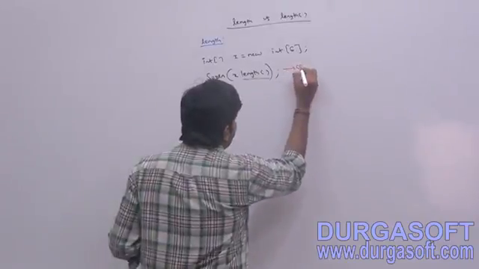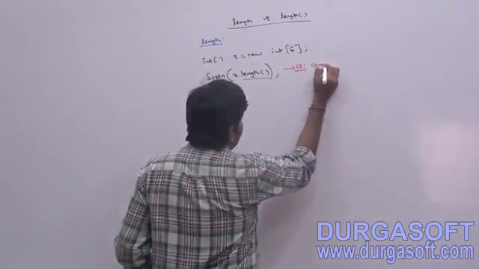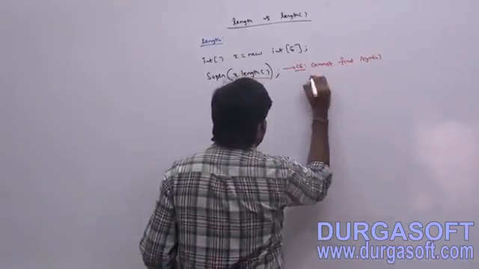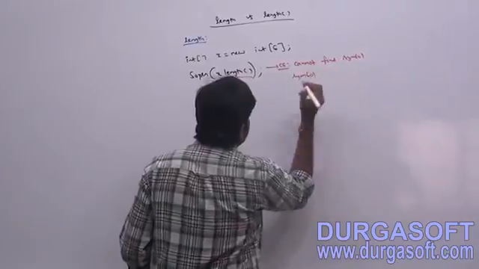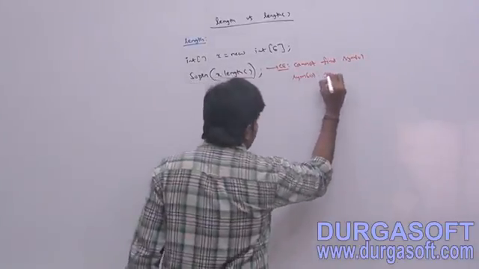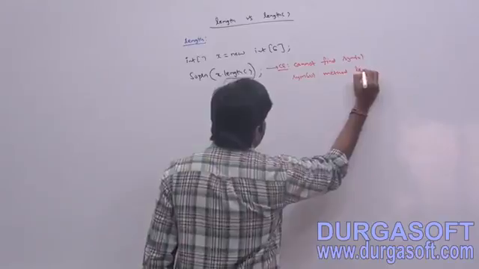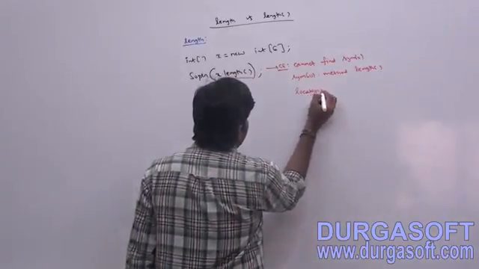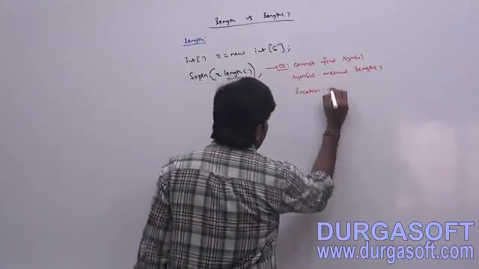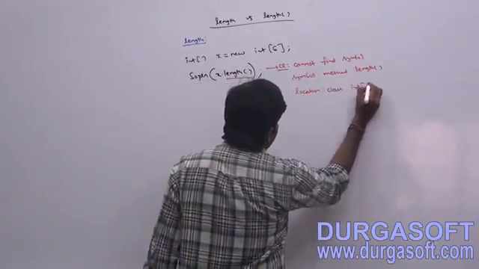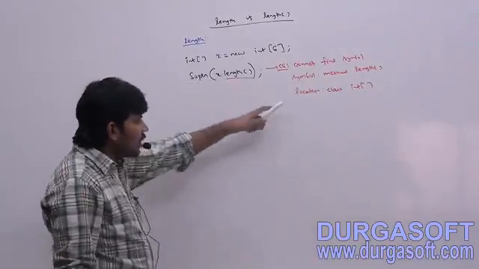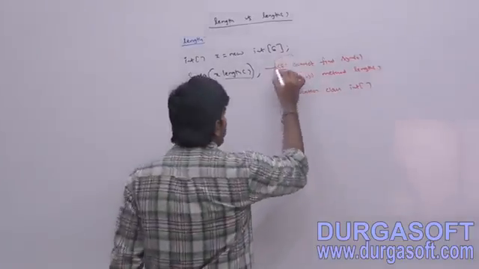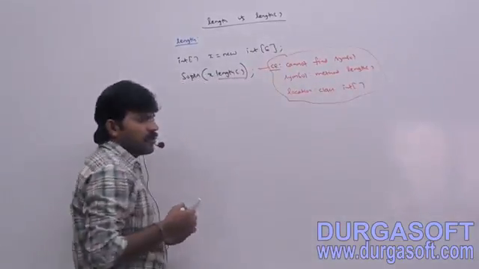Now we are going to get a compile time error saying cannot find symbol. Which symbol? Method length. In which location? Class int array type. For int array type, there is no length method. How can I compile? It is nothing but a compile time error by default.